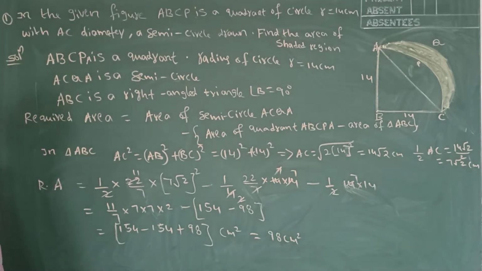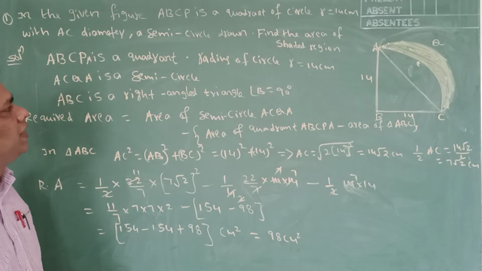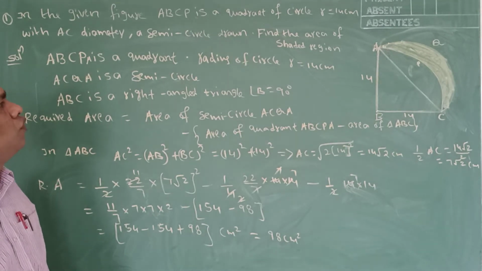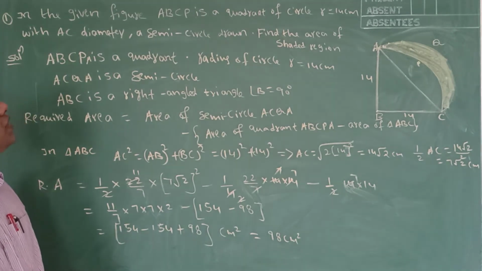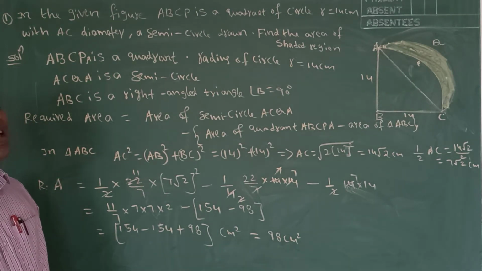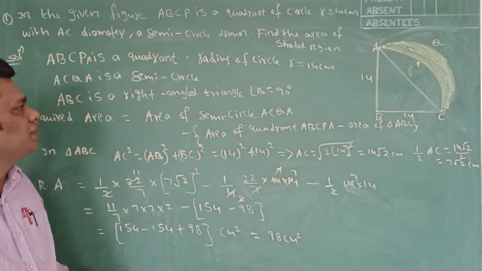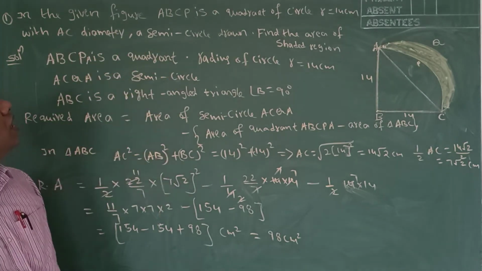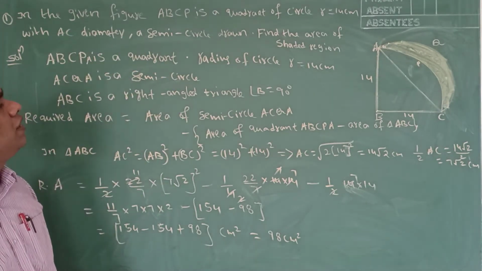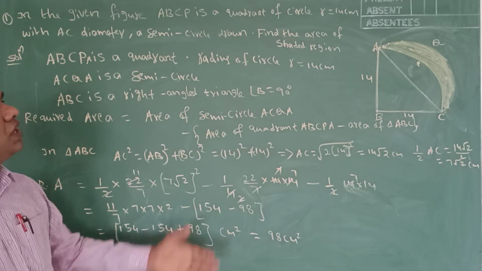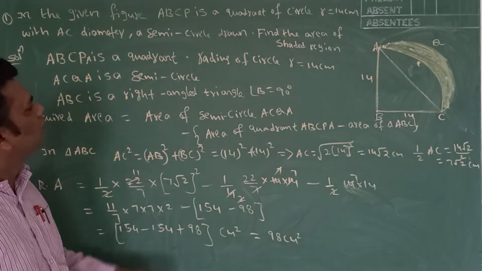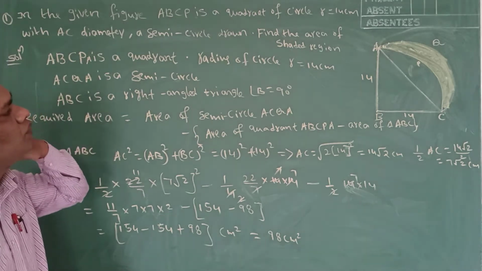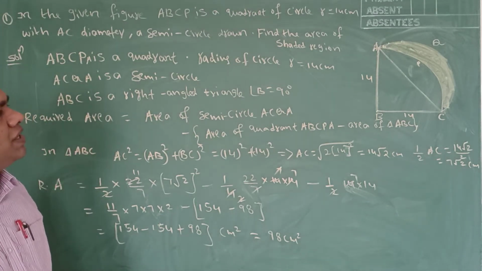In the given figure, ABCP is a quadrant of a circle of radius 14 cm with AC as a diameter. A semicircle is drawn. Find the area of the shaded region.